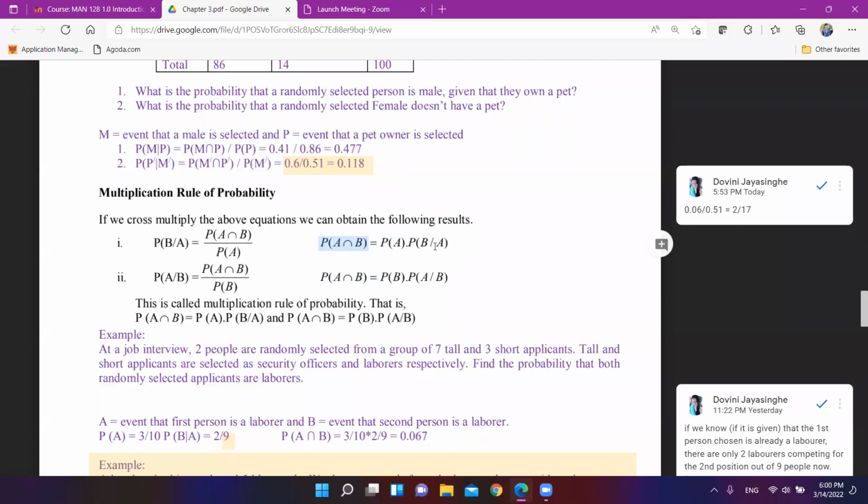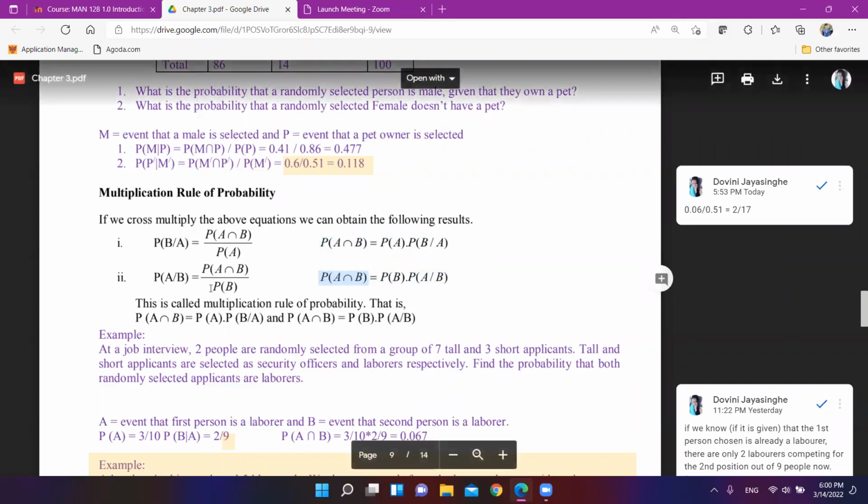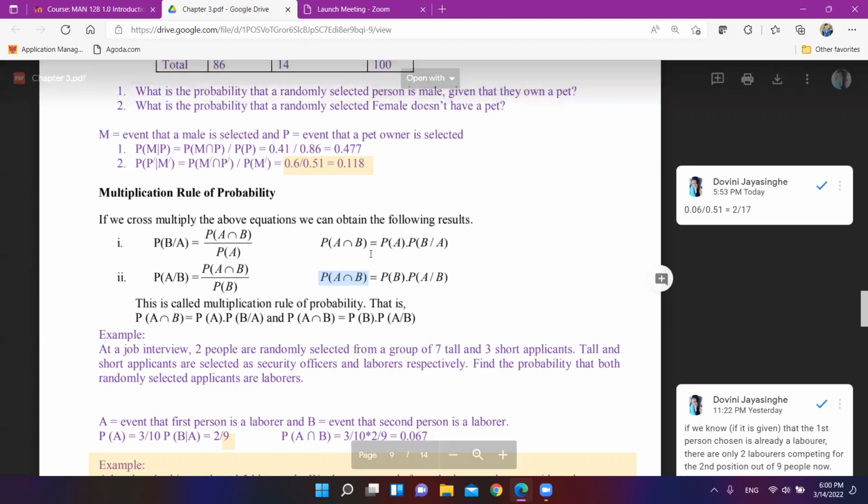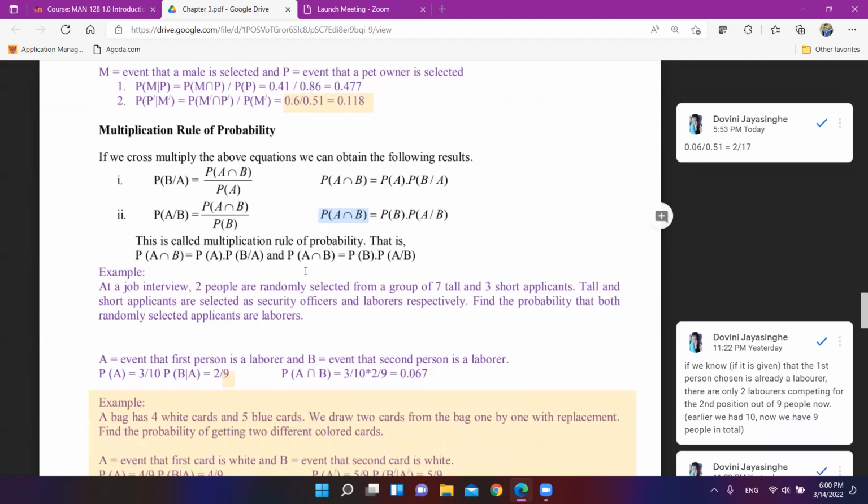If we have the B given A probability, we can use this particular formula to find this. If we have the other one, we can use this formula to find this. These are the two methods of finding A intersection B. Example.